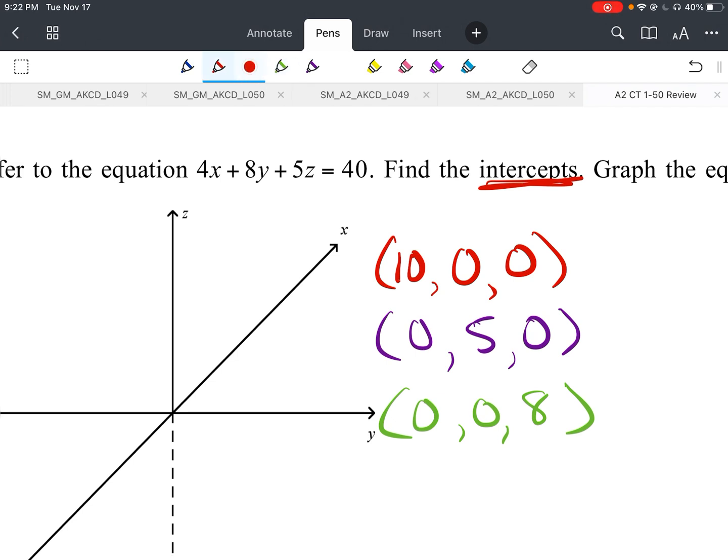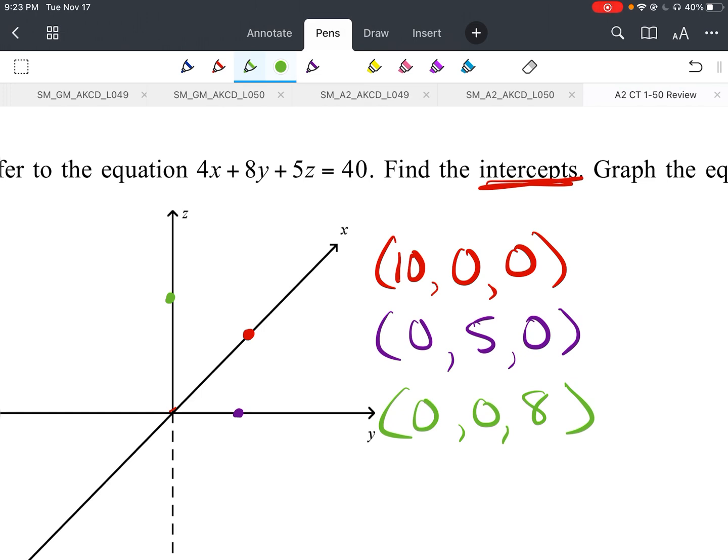So the x coordinate is 10, so go out 10 on here somewhere. Just make it up, doesn't matter. The next one would be the purple one. The y value is 5, so go out 5. But don't go up or back or anything else, just stay right on the axis. So this is 5. And then the height is 8. And so we'll say that's about there.